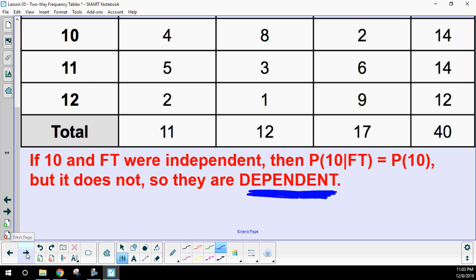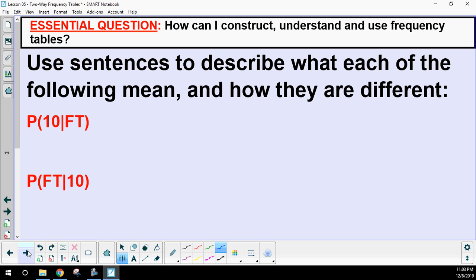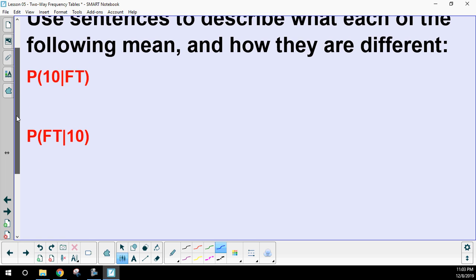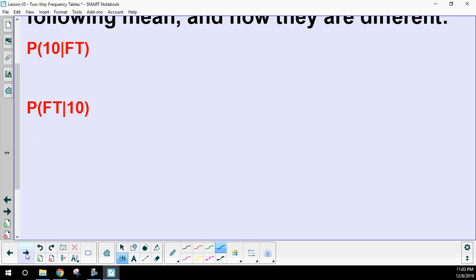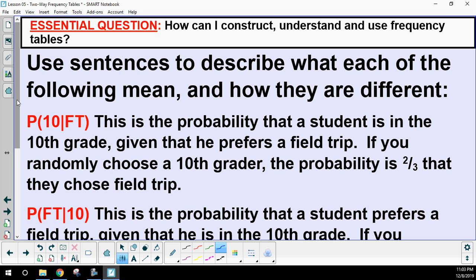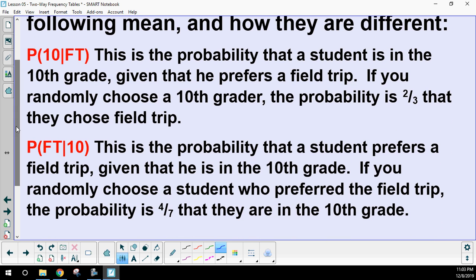This is just writing sentences: describe each of the following and what they mean and how they are different. I'm not going to go over this, but it kind of helps clarify why we're picking what we're picking. If you want to, you can write that down. Totally up to you. If you get it, move on.